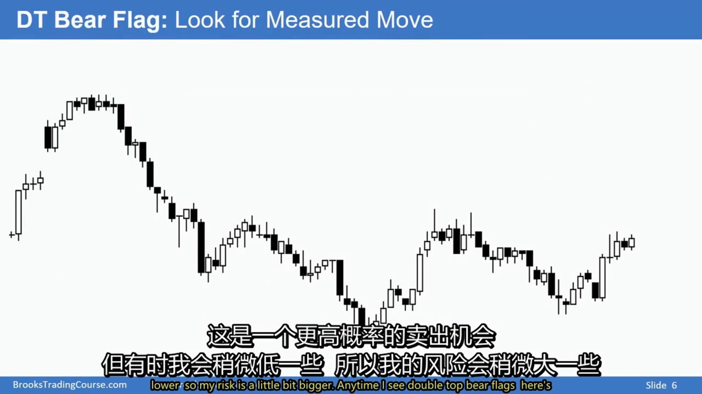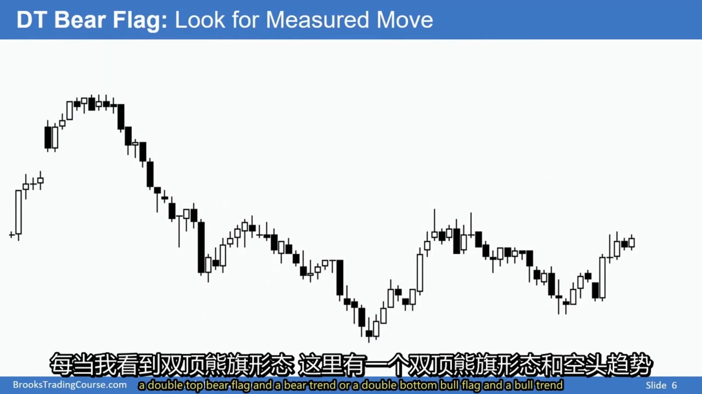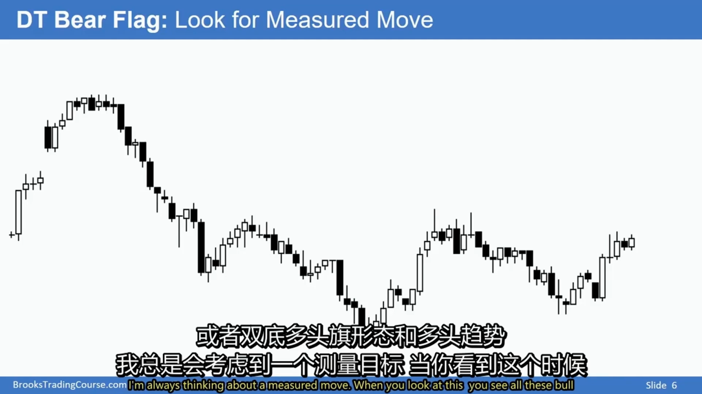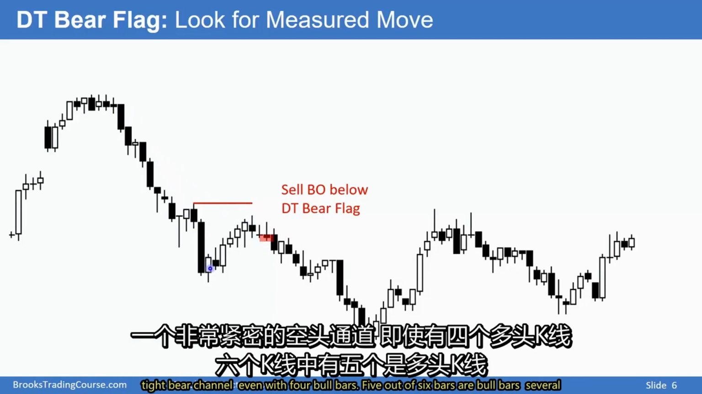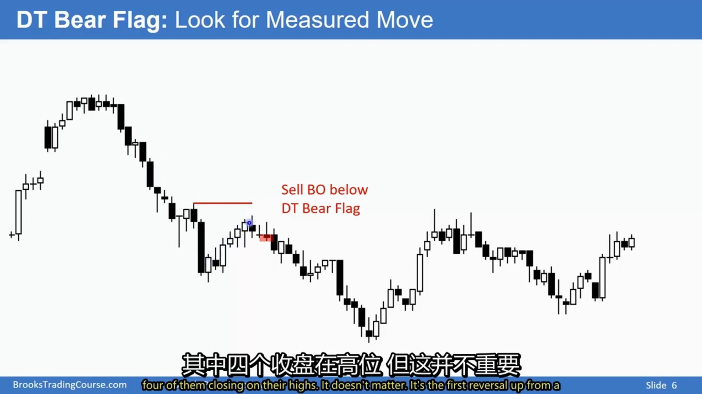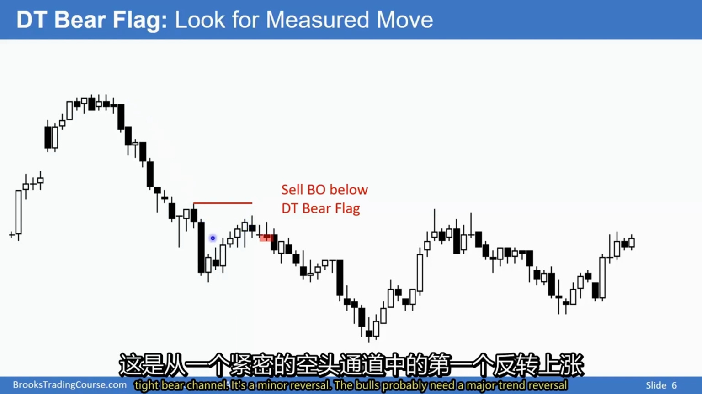Anytime I see double top bear flags, here's a double top bear flag in a bear trend, or a double bottom bull flag in a bull trend, I'm always thinking about a measured move. When you look at this, you see all these bull bars, and you think, how can that possibly reverse down? It's a minor reversal, a very tight bear channel, even with 4 bull bars. 5 out of 6 bars are bull bars. 4 of them closing on their highs. It doesn't matter. It's the first reversal up from a tight bear channel.